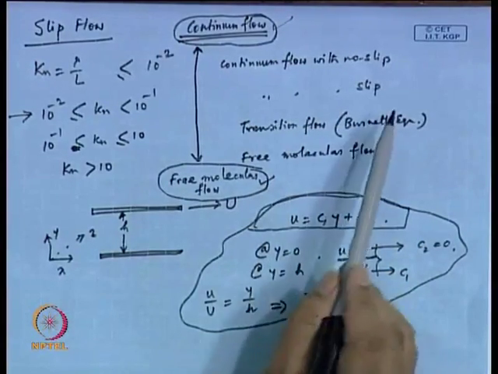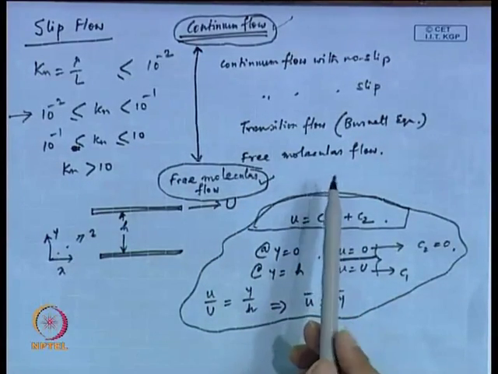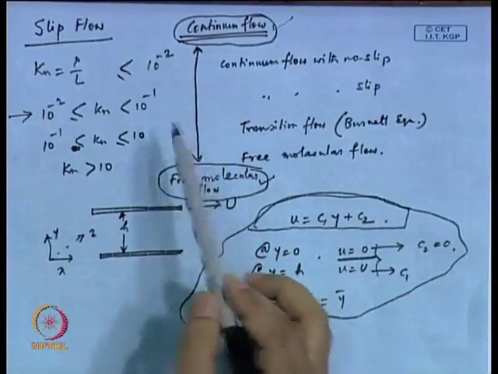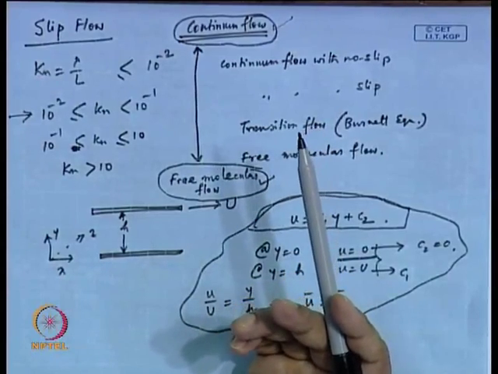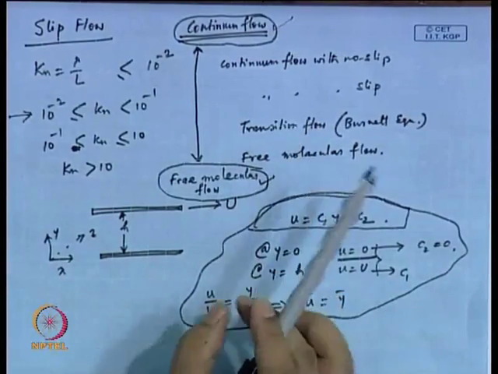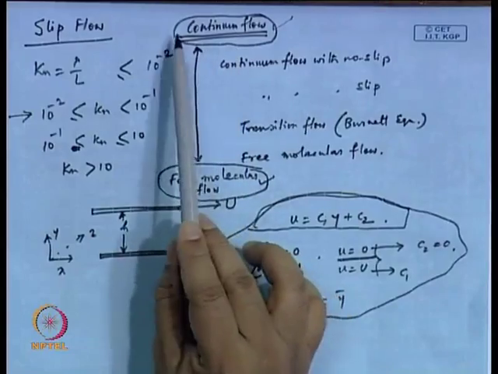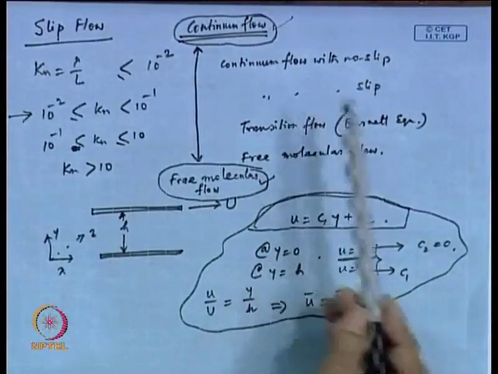Now, where this slip boundary condition, or what we discussed today as first order slip, stands is somewhere in between. That is basically what we call a make-do approach. You know that you are not doing the right thing. The rigorous thing would be free molecular flow, or the other rigorous thing would be continuum flow, based on which you write the Navier-Stokes equation.